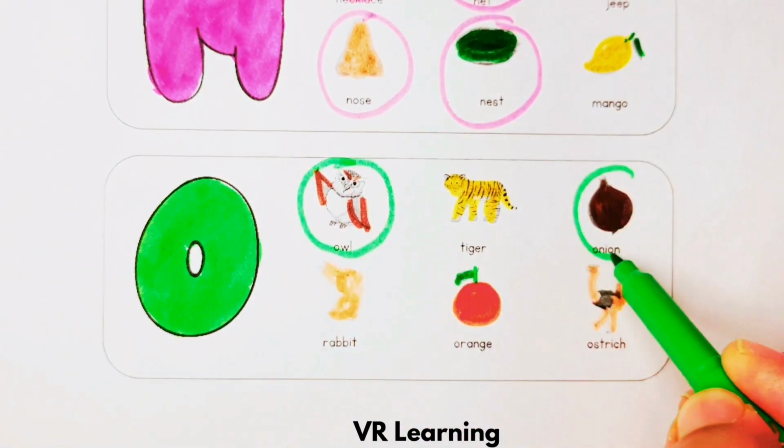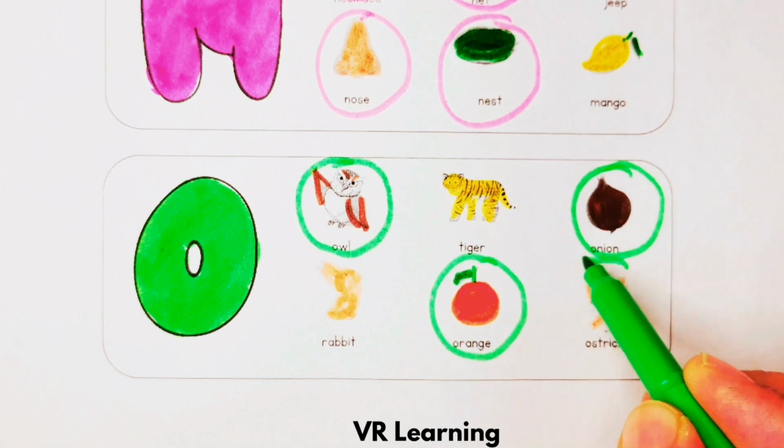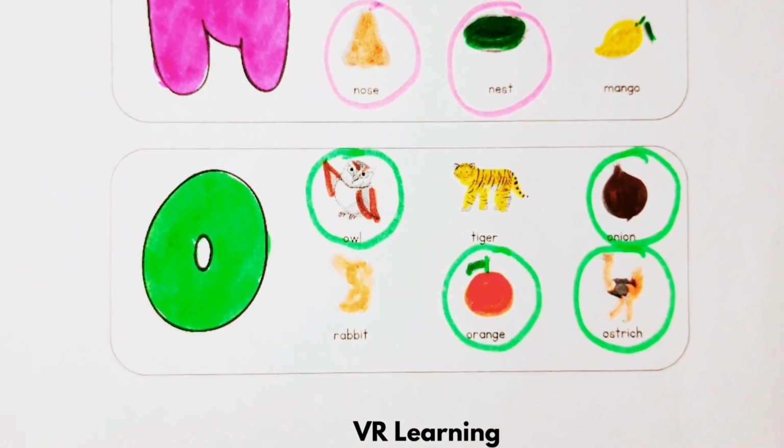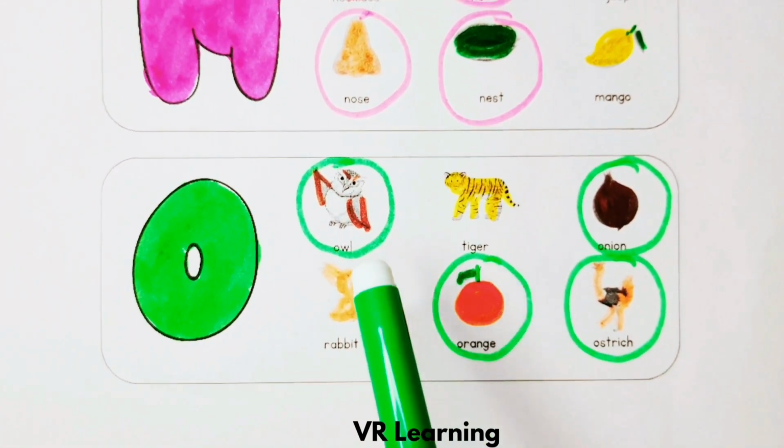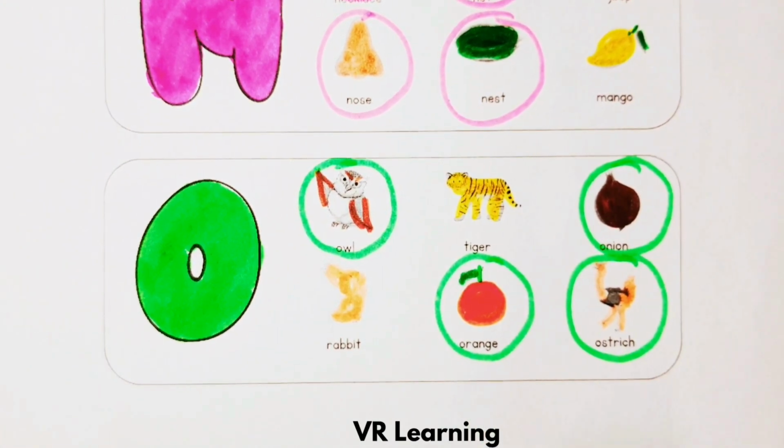Owl, onion, orange, ostrich. Owl, orange, onion, ostrich.